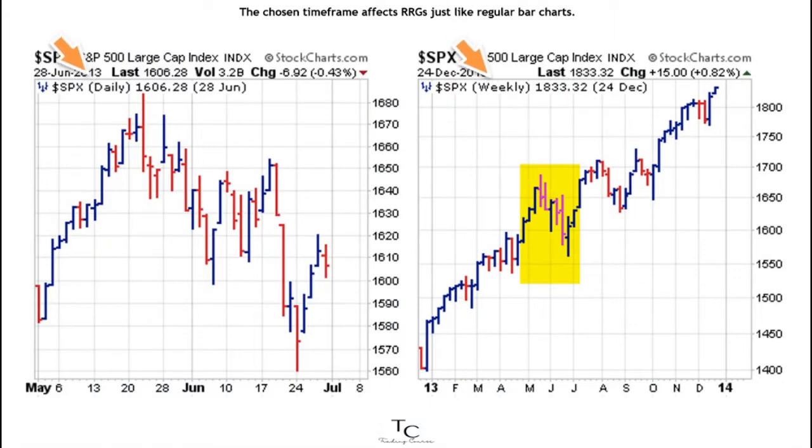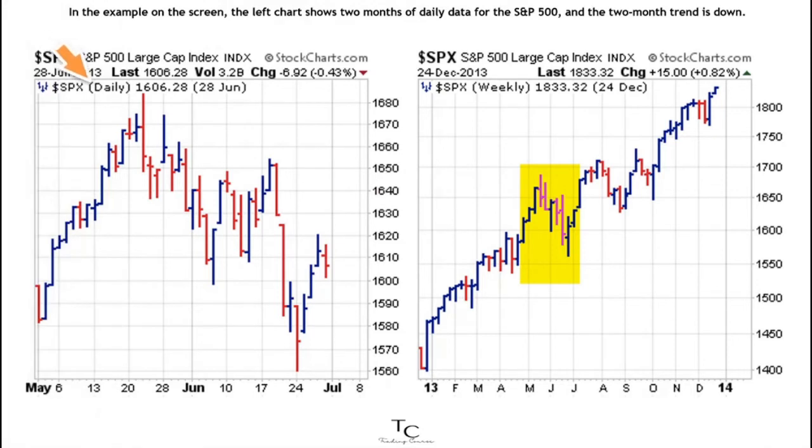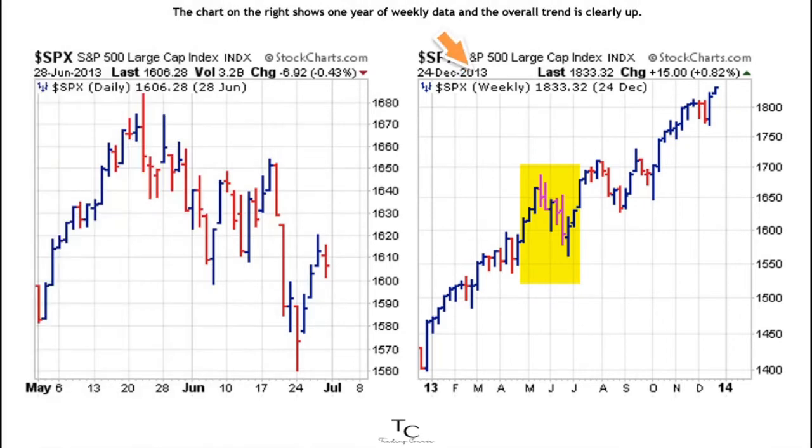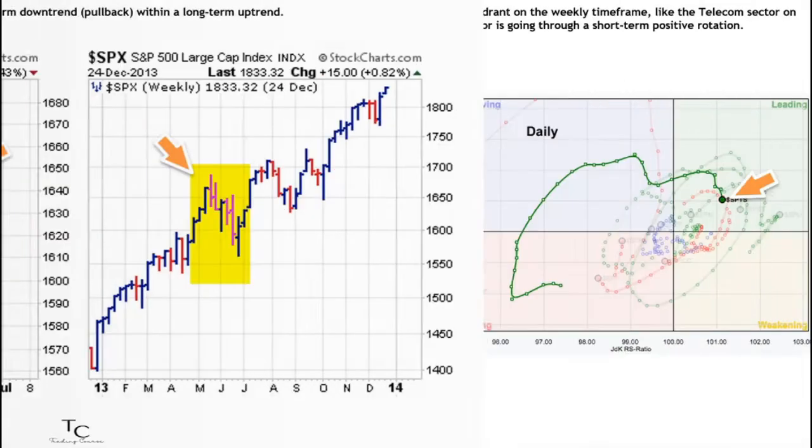The chosen time frame affects RRGs just like regular bar charts. In the example on the screen, the left chart shows 2 months of daily data for the S&P 500, and the 2-month trend is down. The chart on the right shows 1 year of weekly data and the overall trend is clearly up. The yellow shaded area highlights the 2 months shown on the daily chart to put this decline into perspective. Clearly, this is a short-term downtrend, pullback, within a long-term uptrend.